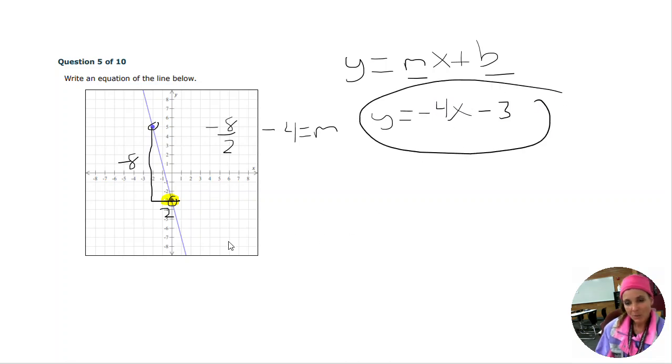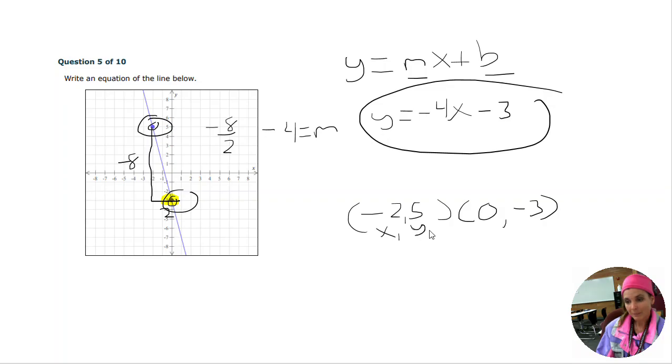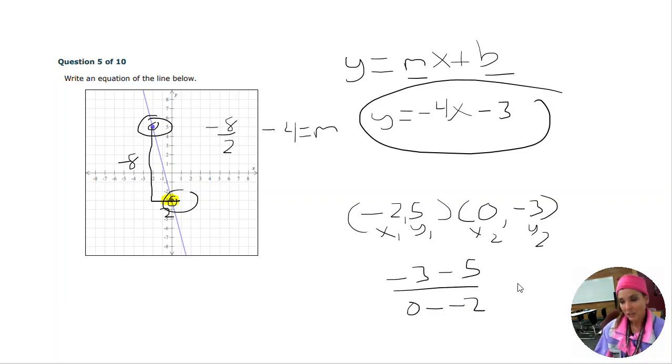Okay, now another way you could find slope, if you are having a really hard time counting the slope, just write the coordinates of these points. So we have -2, 5, and we have 0, -3, and then use your slope formula. So -3 minus 5 over 0 minus -2 gives us -8 over 2, which is -4. So that's another way you can find slope from a graph.